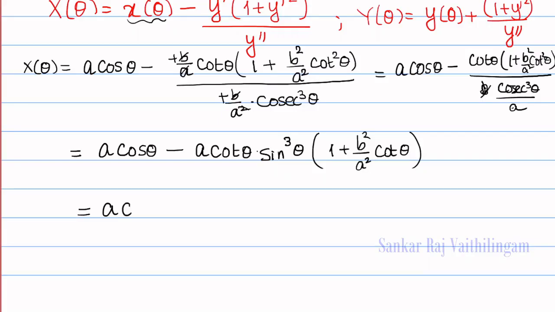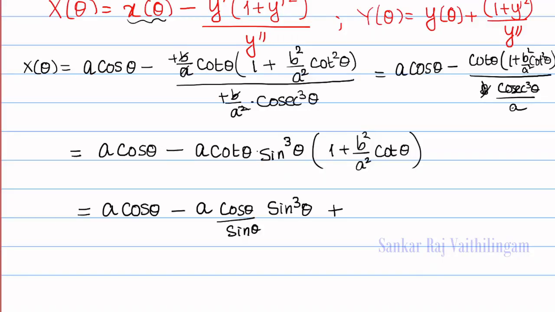That is a cos theta minus a cot theta sine cube theta, a cos cube theta. Correct? Fine. Then cot theta is cos theta by sine theta.